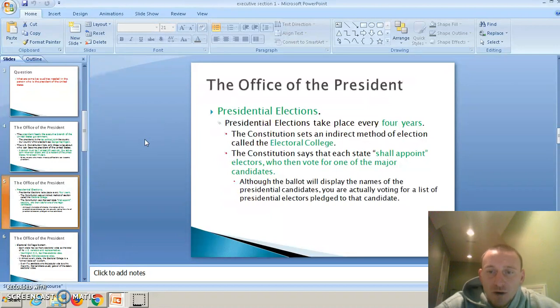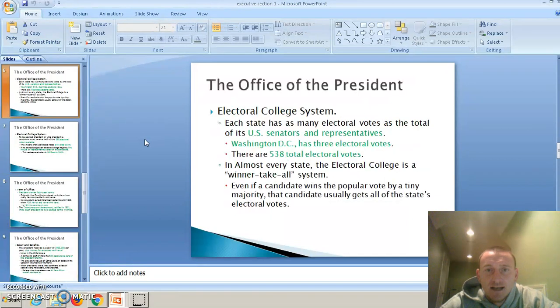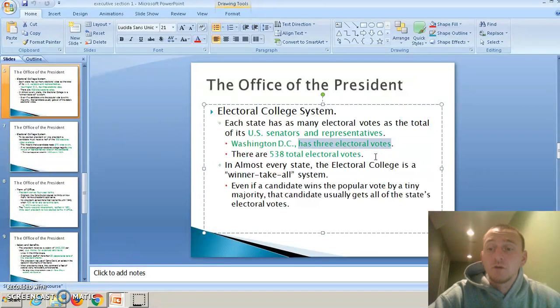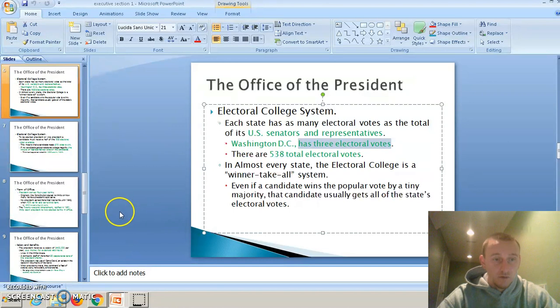You should know the president can only do how many terms? 2. 2 terms. And you already know which amendment that is. The 22nd. Remember, the 22nd limits the president to 2 terms. So, electoral college system: U.S. Senators and Representatives, and Washington, D.C. D.C. has 3 electoral votes. There are a total of 538 electoral votes.